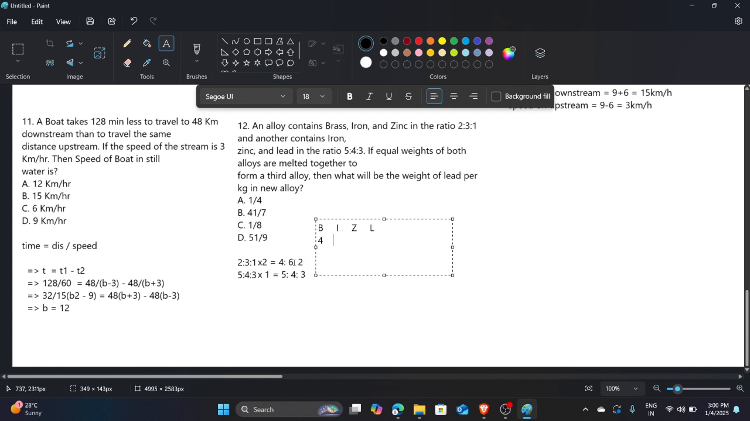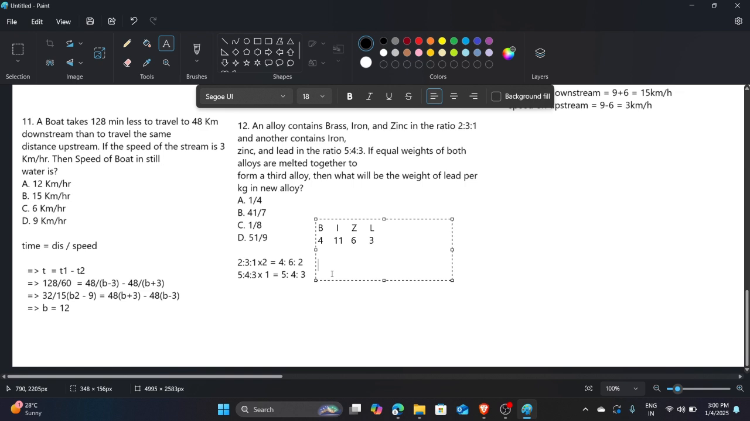Now the iron is 6 and 5, so the total is 11, and the zinc is 2 and 4, so the total is 6, and now the lead is only 3. Simple. Now what they are asking is the weight of lead per new alloy.